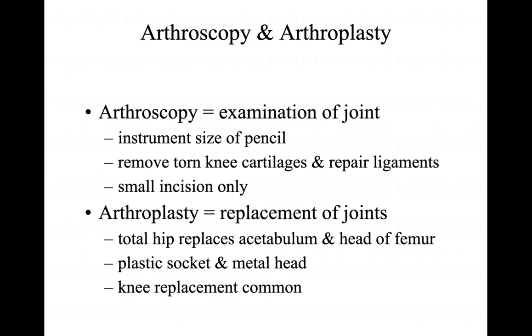Arthroplasty is the replacement of joints. One of the more common ones is the hip total replacement, where they're going to replace the acetabulum and the head of the femur. So some of them are metal, some will be ceramic and metal in there. There's a couple different ways that they go about doing them, but they're a fairly common procedure and tend to have a pretty good outcome. So sometimes it will be a plastic lining in the socket and a metal head. Knee replacements are also fairly common.